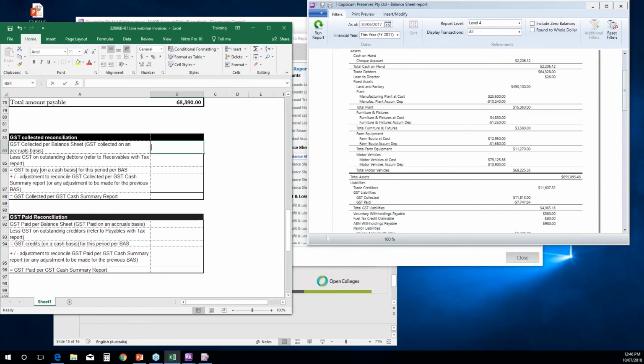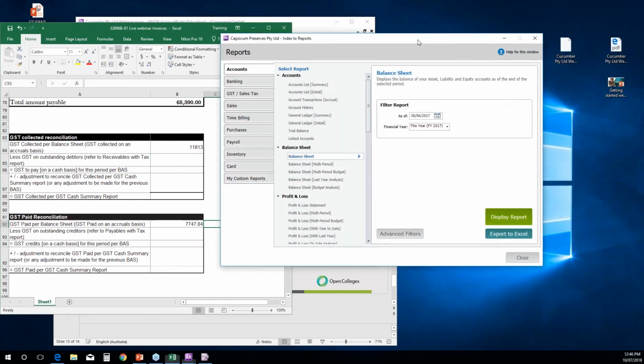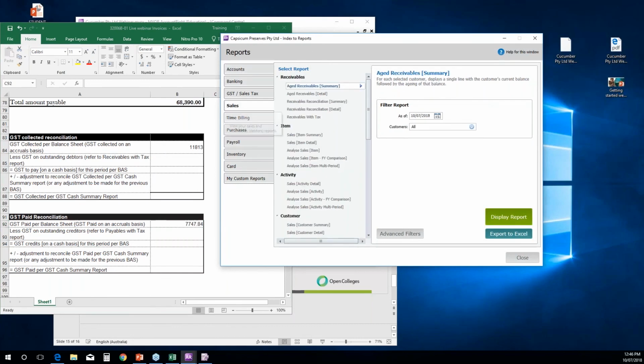GST collected says 11,813, and GST paid says 7,747.84. Right, now reconcile this. Close this one, that's all we need. Reconcile this one with the GST on a cash basis, which means we have to deduct all the outstanding GST. So I'm going to go to Sales to get the outstanding GST receivables with tax on 30th of June 2017.